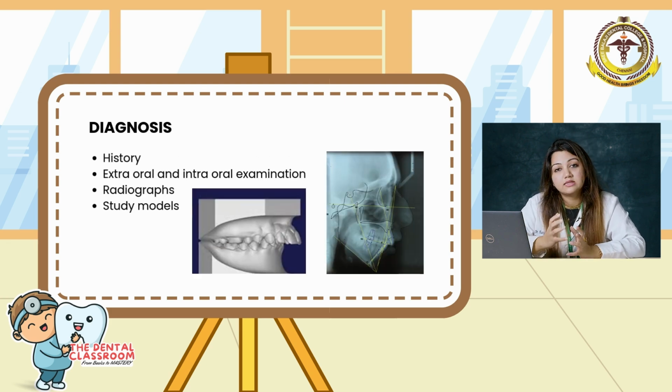So there are various diagnostic aids as to how do we diagnose a class 2 malocclusion and whether the class 2 malocclusion is of skeletal nature or dental nature. So the first and foremost being history taking. In history, medical history and familial history are of utmost importance. Medical history will involve certain respiratory problems or adenoids which can be a cause of class 2 malocclusion. Familial history, as discussed, hereditary is one of the important factors why class 2 malocclusion occurs.